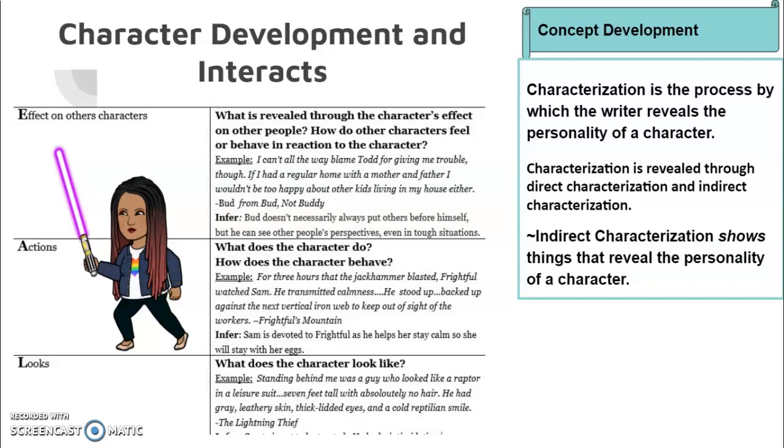So, what is this doing? What can we infer? We can infer that Bud doesn't necessarily always put others before himself, but he can see other people's perspective, even in a tough situation. So this is how he's able to put himself in Todd's shoes. Now, on the flip side, if we were analyzing Todd, how does Todd make Bud feel? That is another way that we could do this. How does one character make another character feel, and what does that tell us about that character?